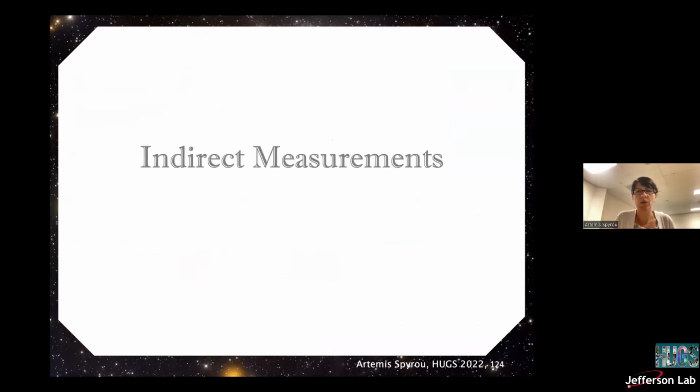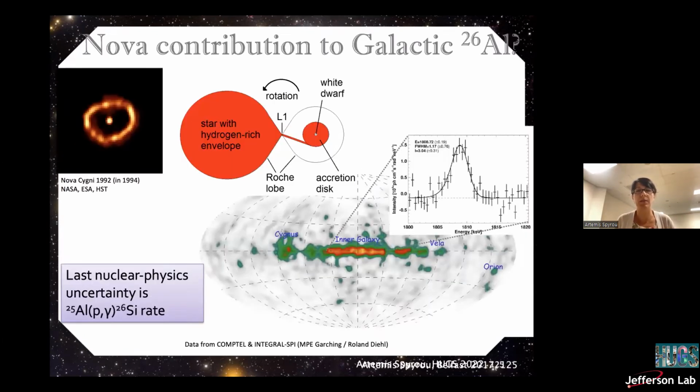Okay, so indirect measurements. For the same reactions that I just mentioned, ideally you want to measure them in a direct way, but there are a lot of them that you just cannot measure directly. My first example is aluminum-26. I showed this picture before. It's produced in a couple of different ways. It could be coming from supernovae, and it could also be coming from nova explosions. And we can see a clear signal from it coming from the galactic plane. So it's cool to do comparisons with gamma ray observatories and so on.